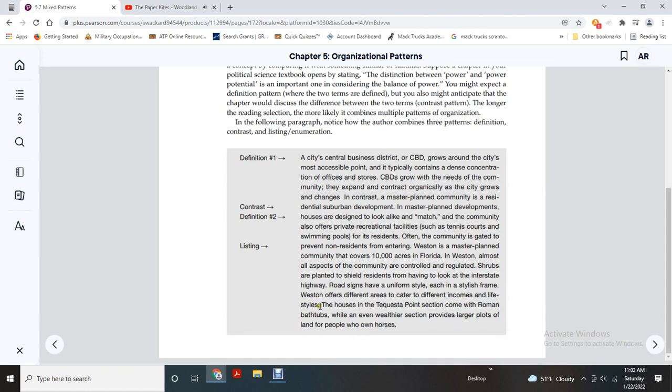So right after the second definition of the community as residential, you find your listing of the master planned development plan, private recreational facilities.